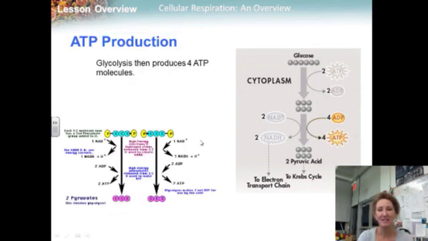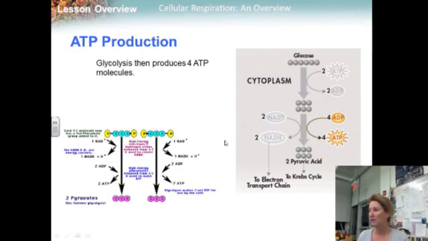So then glycolysis produces 4 ATP molecules. All right, more energy is being used by that, giving the cell a net gain of 2 ATP for each molecule of glucose that enters glycolysis. So it's 2. With these, you're going to get 2 here and 2 here.